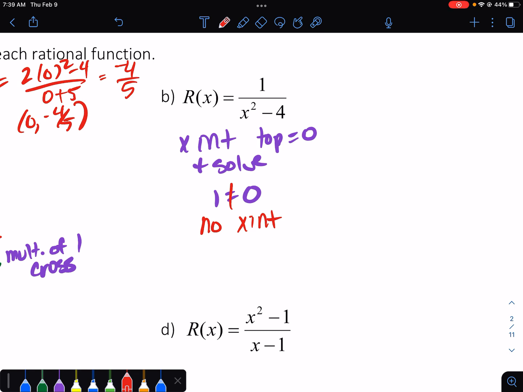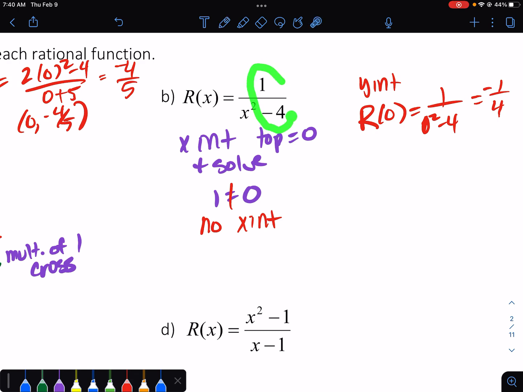So then I'm going to look at, okay, well, what's our y-intercept? Well, the y-intercept we find by doing r of 0. So I'm going to do 1 over 0 squared minus 4, but 0 squared is 0, and then minus 4 is minus 4, so this will be a -1/4. Or if you look at the ratio of the constants, it's negative 1/4.